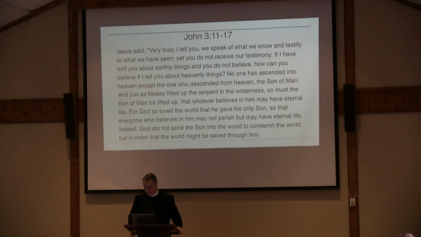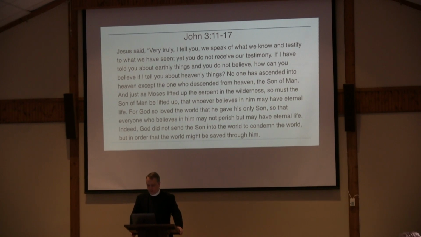But when we finally get to verse 11, Jesus is moving on to another piece of the story. And to me, this captures well the sign of Jonah that we heard about and talked about last week, at the beginning of this week. Jesus said, "Very truly I tell you, we speak of what we know and testify to what we have seen, yet you do not receive our testimony. If I have told you about earthly things and you do not believe, how can you believe if I tell you about heavenly things? No one has ascended into heaven except the one who descended from heaven, the Son of Man. And just as Moses lifted up the serpent in the wilderness, so must the Son of Man be lifted up, that whoever believes in him may have eternal life.